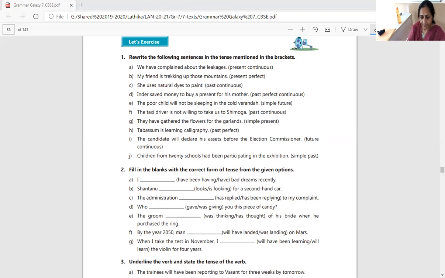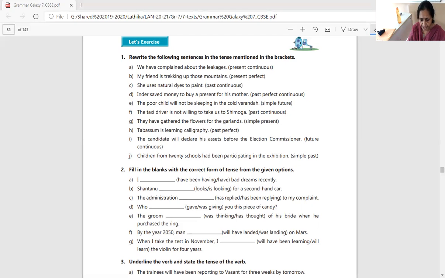Okay. When I take the test in November, I will have been learning the violin for 4 years. The time is mentioned. Future perfect continuous. Underline the verb and state the tense. So it is the same thing as here, will have been reporting. So future perfect continuous tense.